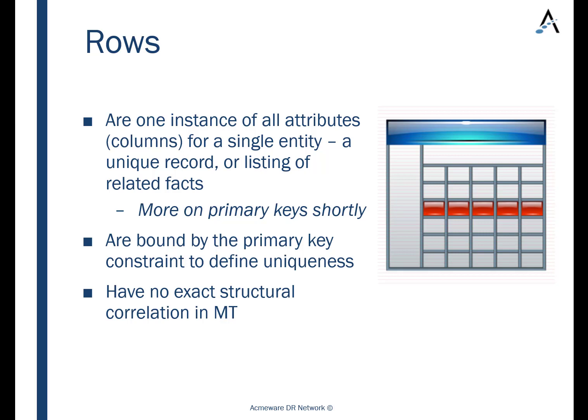Lastly, we have rows, or the horizontal representation of the data. If you think of a row, sometimes called a record, as the combination of all the attributes, that is to say columns, for a single entity within that table or a unique record. So it's really just a listing of related facts about an entity. Now rows themselves are also subject to indexes in the sense that we have something called the primary key, which determines what makes a row unique within a table. And we'll talk more about primary keys in a little bit as well.